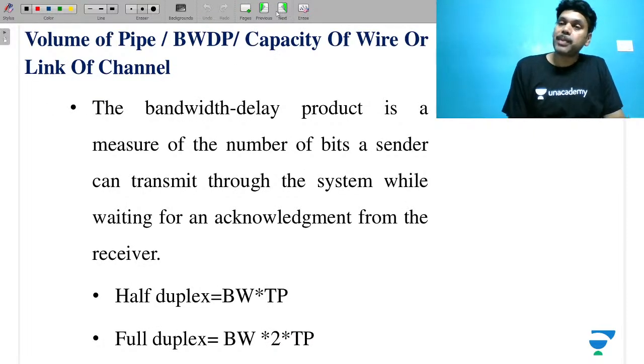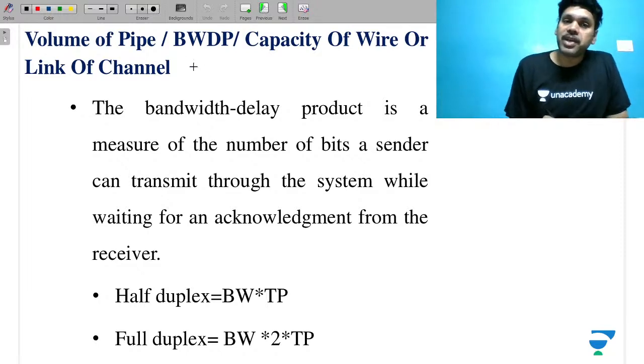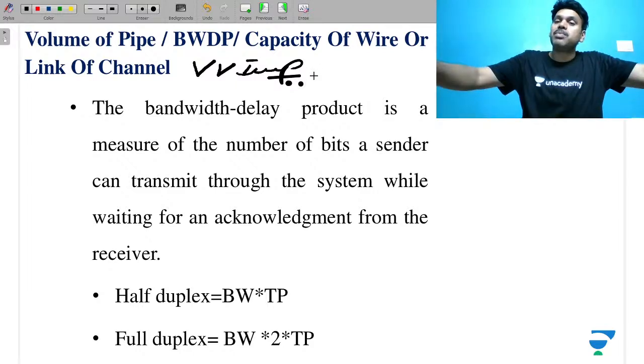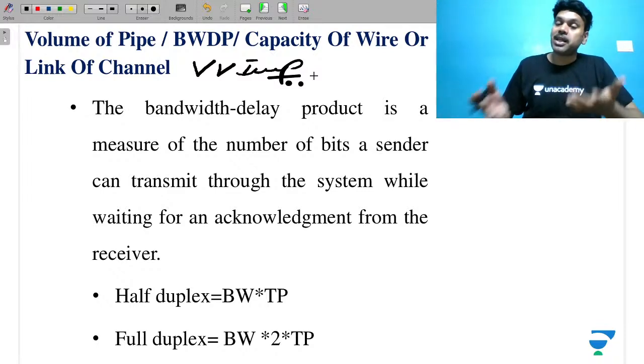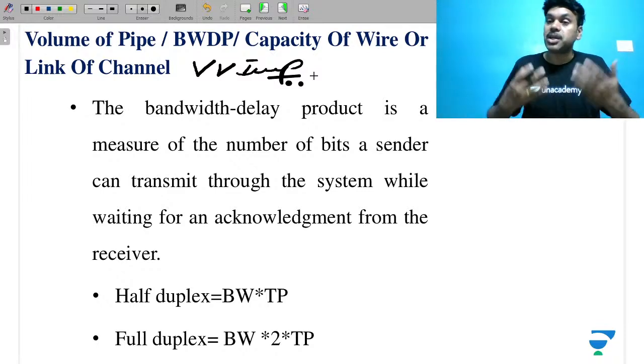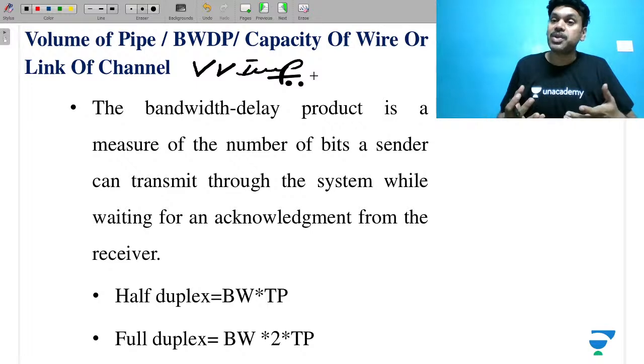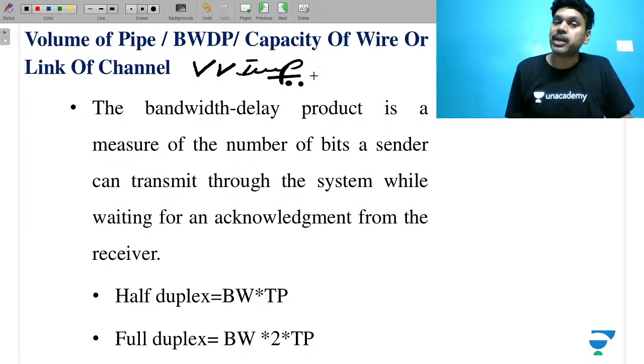So the second other parameter is the volume of the pipe. Very important question this is, my dear friends, in the exam. Simply he will ask how many number of bits fit in the channel. This is what he will ask naturally. And based on this volume of pipe only I am able to decide what is your packet size and what is your window size. These are all the things I can get using volume of pipe only.